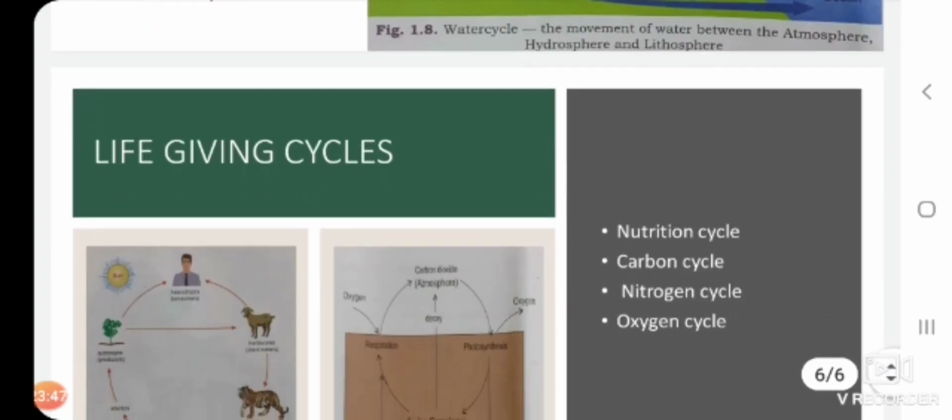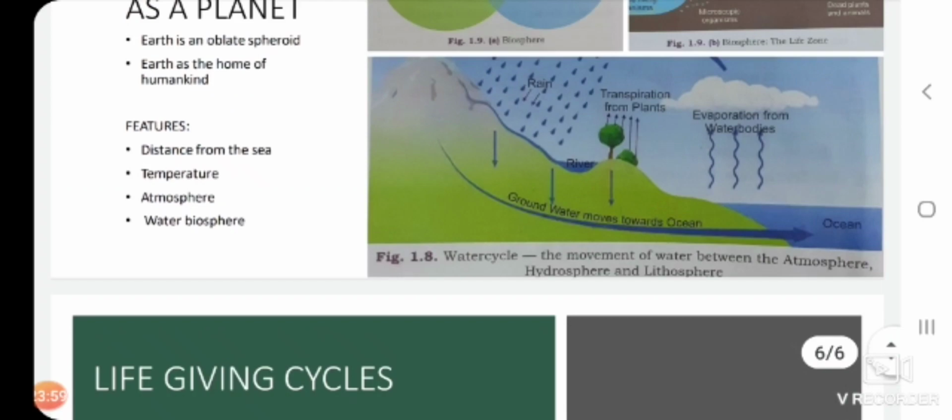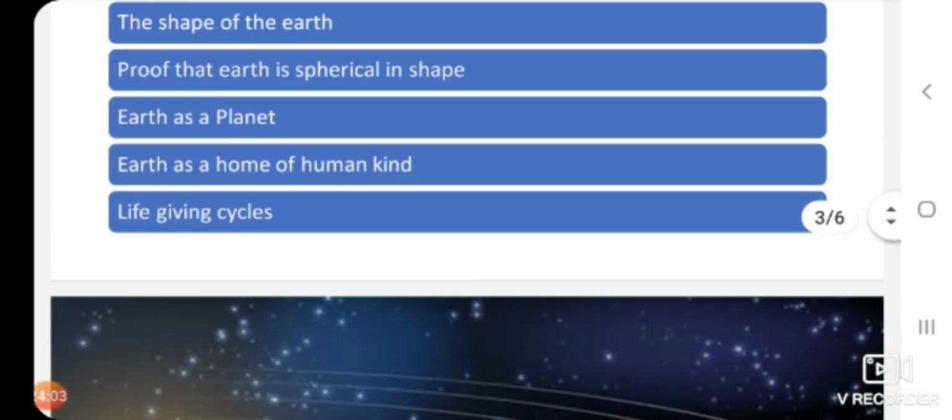And then we have learnt about the life-giving cycles, which are the nutrition cycle, the carbon cycle, the nitrogen cycle and the oxygen cycle. Okay, children, so hope the lesson is clear to you, and the notes will be sent to you in the form of PDF.